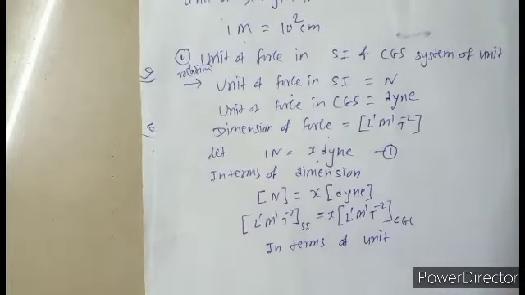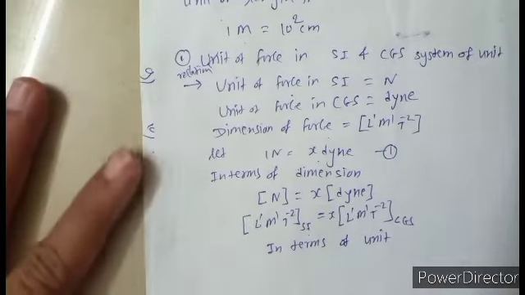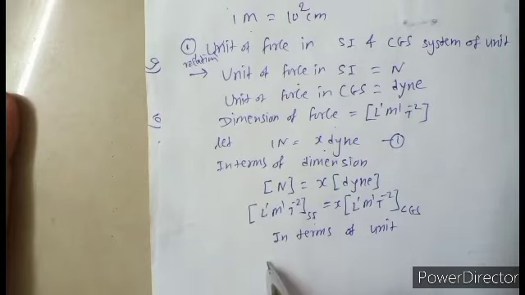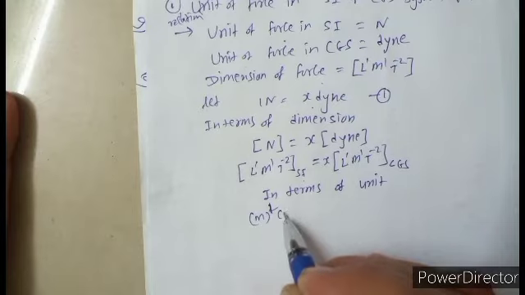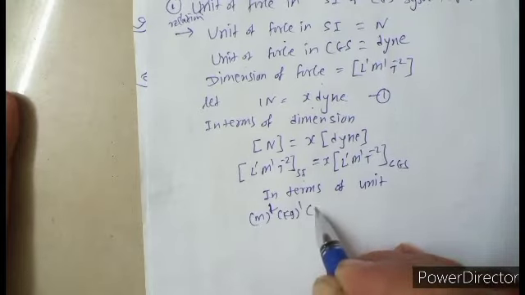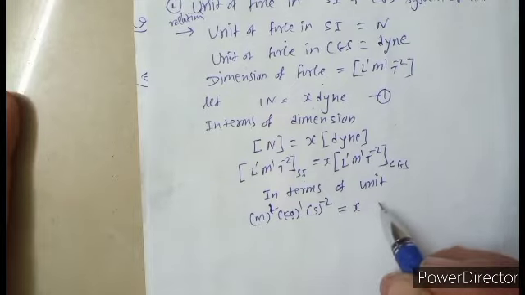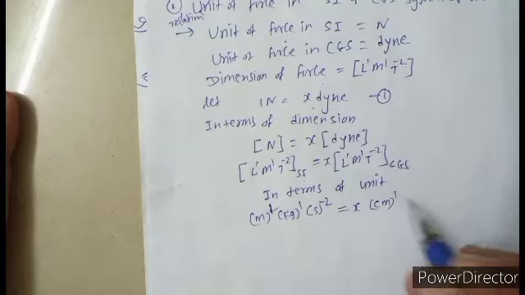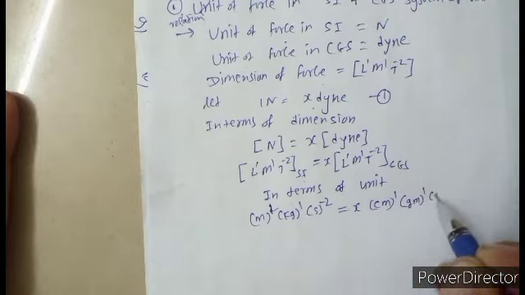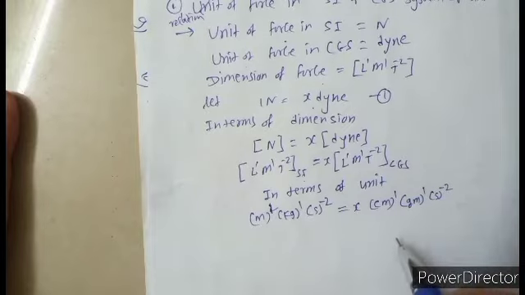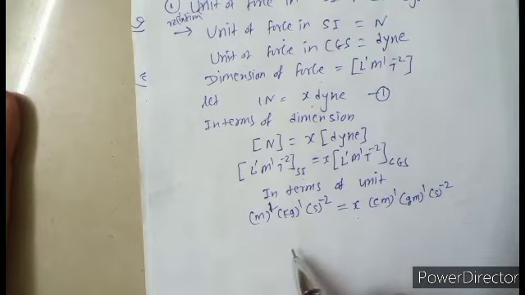Now in terms of units, in SI system, length is a measure in meter, mass is a measure in a kg, and time is a measure in a second raised to minus 2. X as it is. Again in CGS system, length is measured in centimeter, mass is measured in a gram, and time is measured in a second. So second square. Keep X one side and shift these other terms to the LHS.